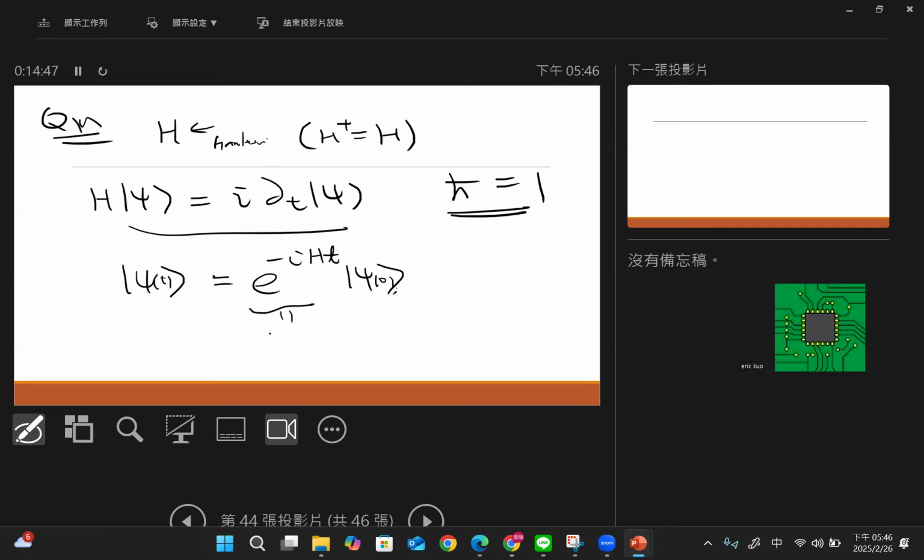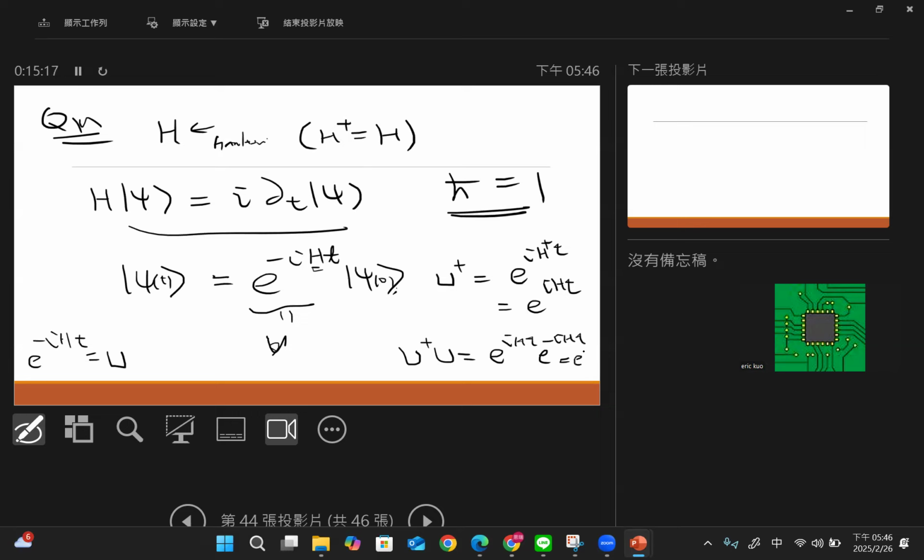And this guy is unitary. The reason is that H is Hermitian. So if we take U dagger, it is just exponential of iHt, because H is Hermitian. And U dagger U will be exponential iHt times exponential negative iHt, which is exponential to the power 0, which is 1.